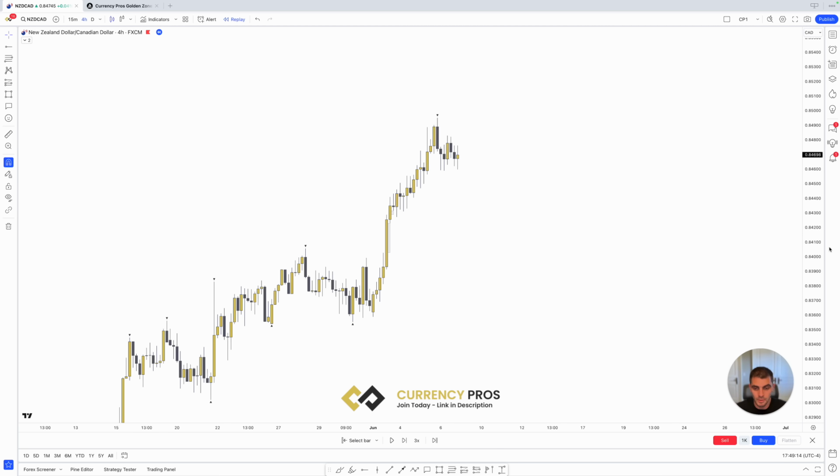This is the 4-hour time frame. We are on NZD CAD. This is a very straightforward and textbook setup. And I'm going to show you exactly why step by step.